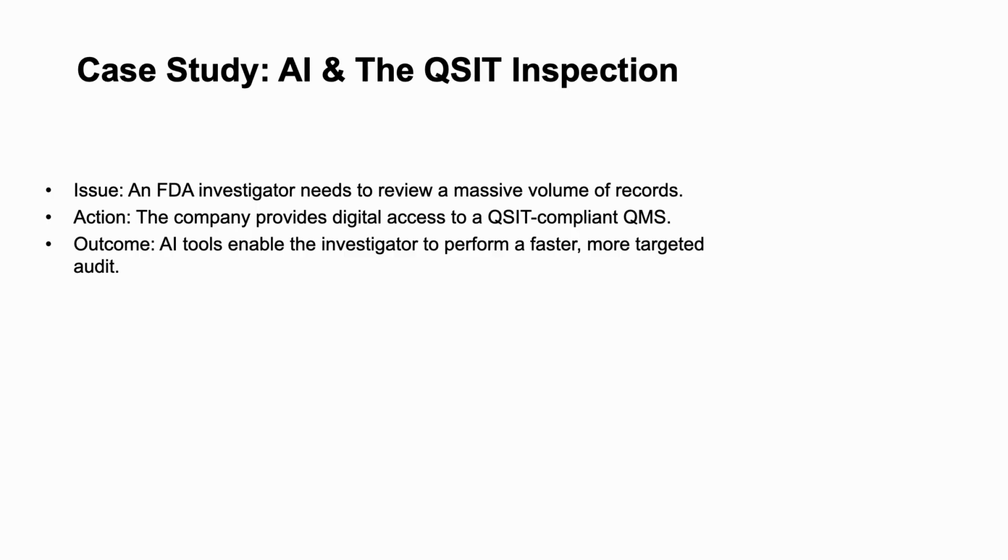The investigator can perform a more targeted review, focusing on the high-risk areas identified by the AI. This leads to a faster and more productive inspection for both parties, as it allows the investigator to focus on the substance of the quality system rather than the logistics of sifting through thousands of documents. This demonstrates how technology can facilitate a more transparent and collaborative relationship between manufacturers and regulators.